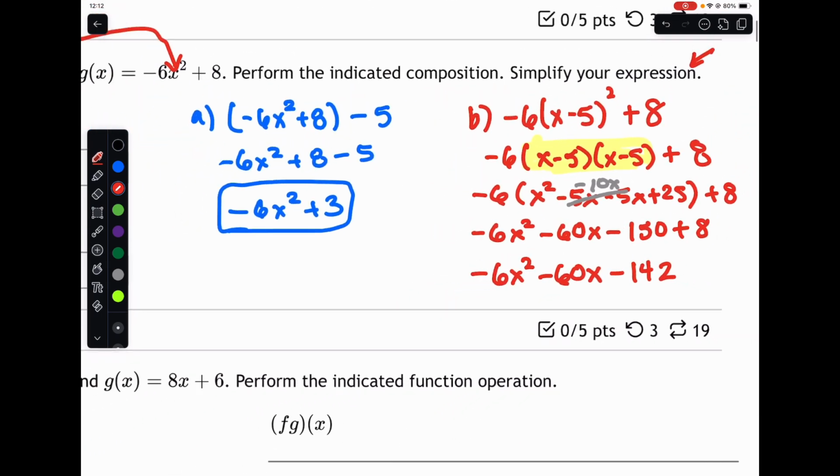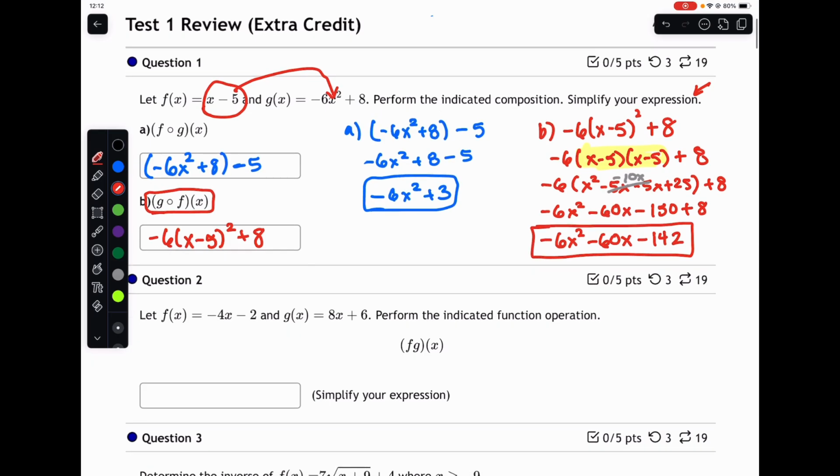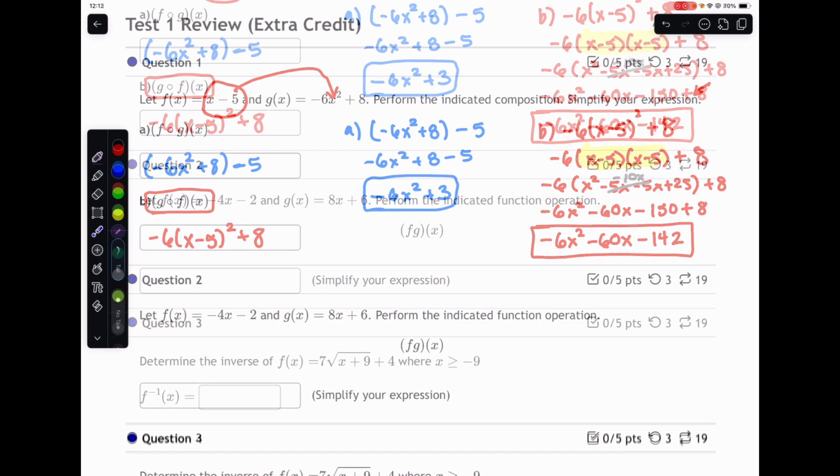So this would be the simplified form and also an acceptable answer for g of f of x. But as long as you understand what this notation means, how the composition order works, and the difference between those two compositions, then you don't have to necessarily simplify, only if you wish to.